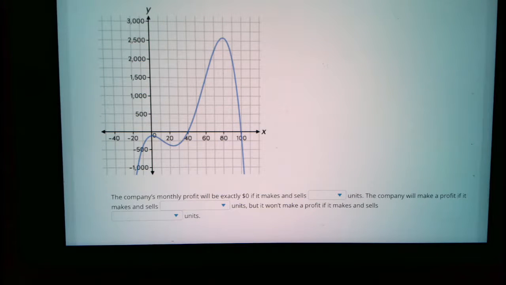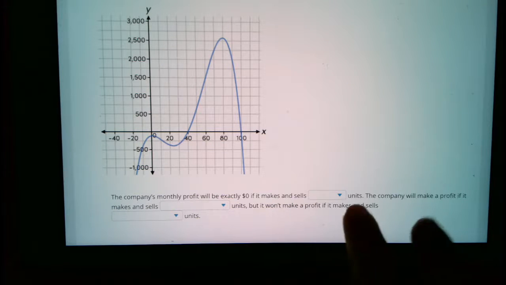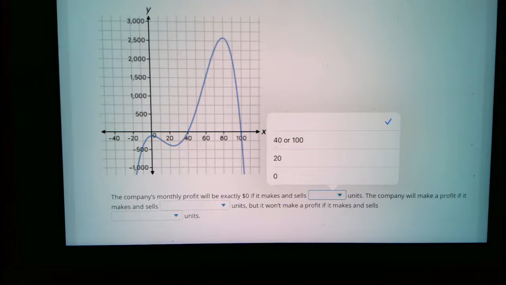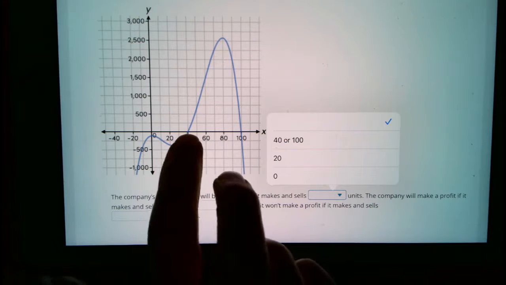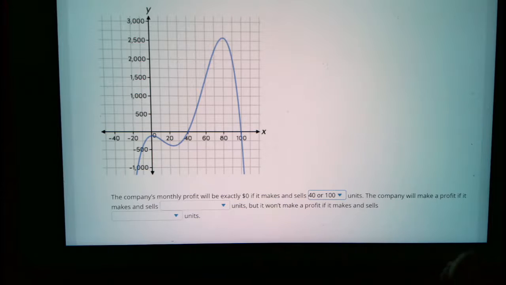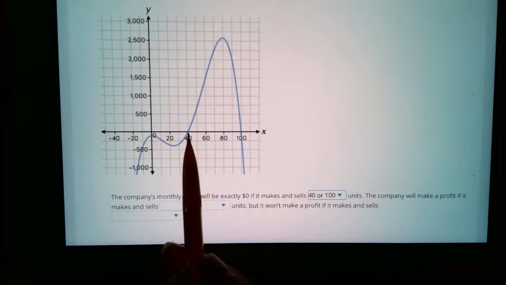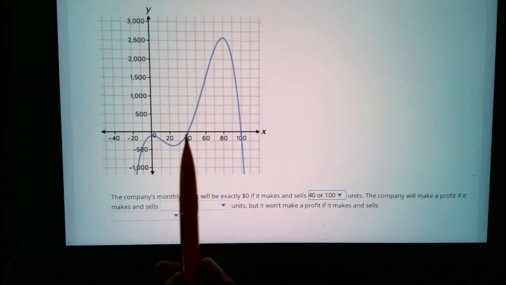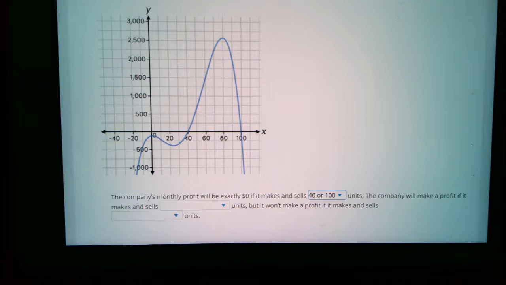It says the company's monthly profit will be exactly 0 if it makes and sells... well, let's look at our options. If it makes and sells either 40 or 100 units, because that's a 0 or a root of the function.